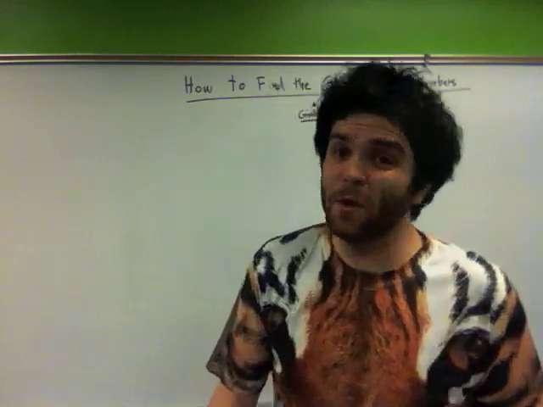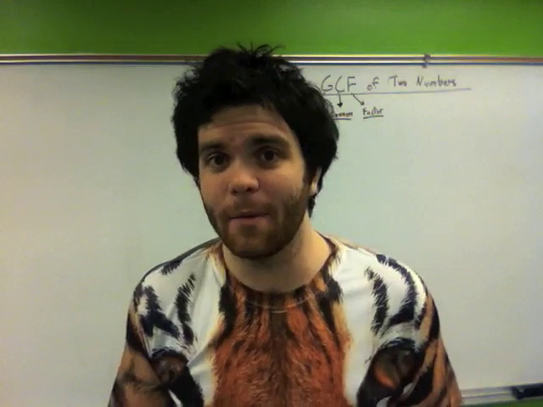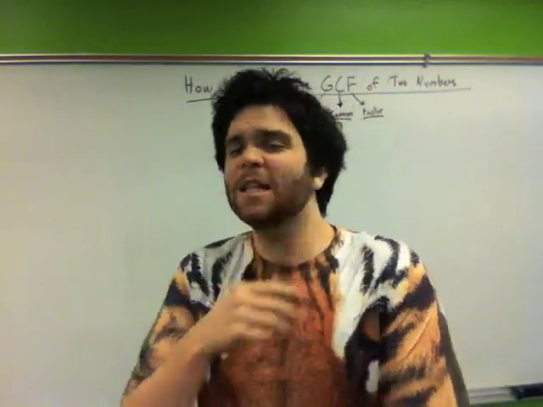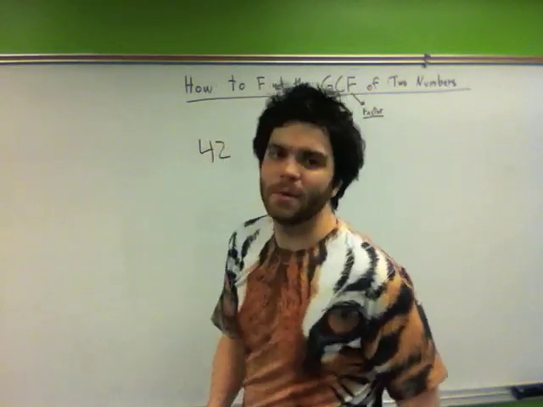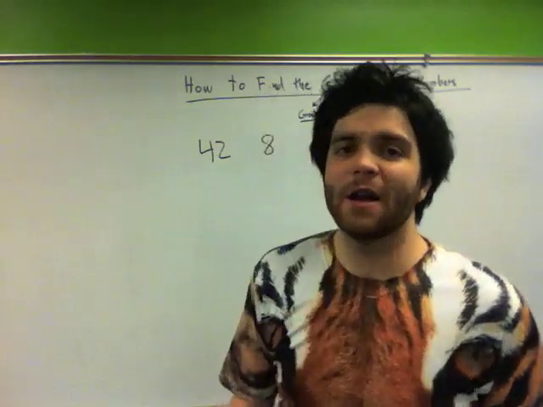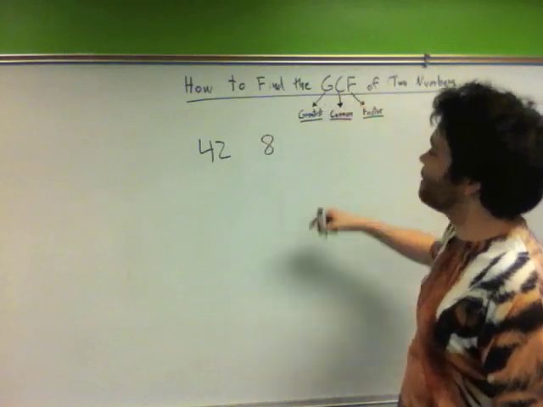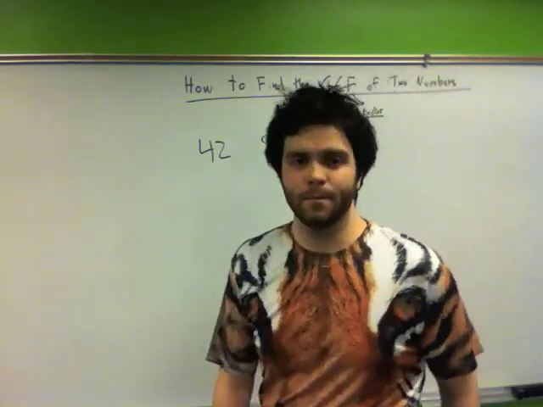Well, the first step is we've got to write these two numbers down. We're not going to find any kind of greatest common factor unless we've got something on our paper. So let's pick 42 and 8. I want to find the greatest common factor, GCF, of 42 and 8.